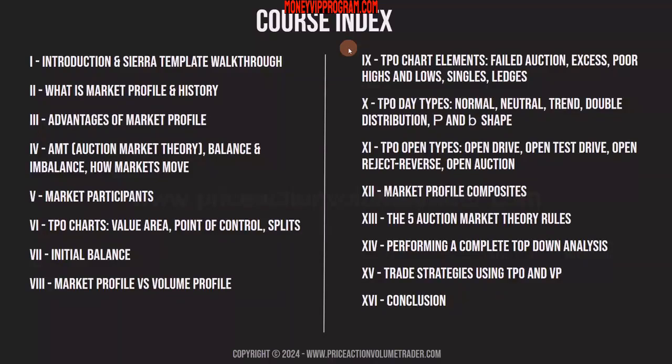Then on unit number 9, we're going to talk about the TPO chart elements: the failed auction, excess, poor highs, lows, singles, ledges. Chapter 10, we're going to talk about the TPO day types, okay? So again, this is going to be based off of how we see the market opening, and this is going to help us to figure out a trading strategy for the next day or for that session.